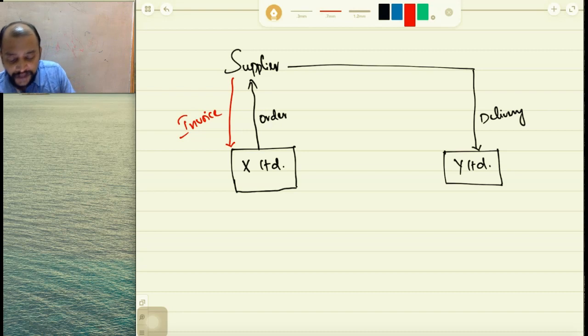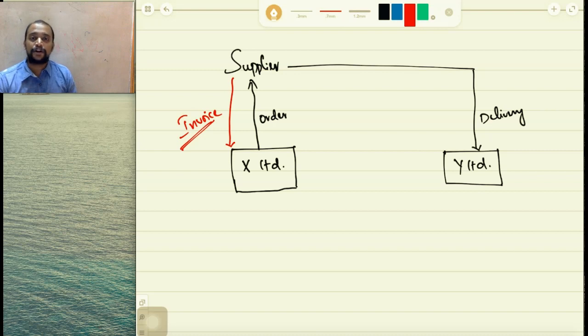Now, on this invoice, can X Limited take ITC? They cannot take ITC because they have not received. So you should be having invoice plus you should have received. Then only you can take ITC. Fine. Can Y Limited take ITC? Y Limited cannot take ITC because they have received the goods but they don't have the invoice.